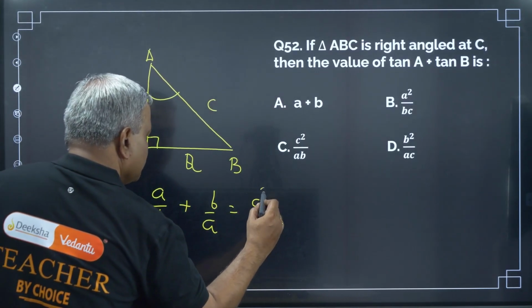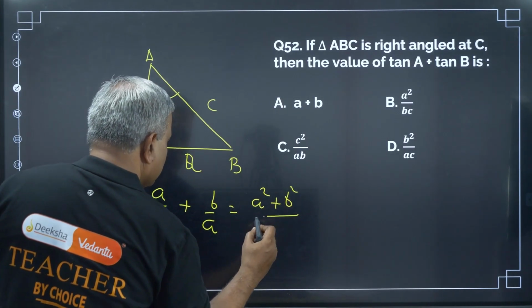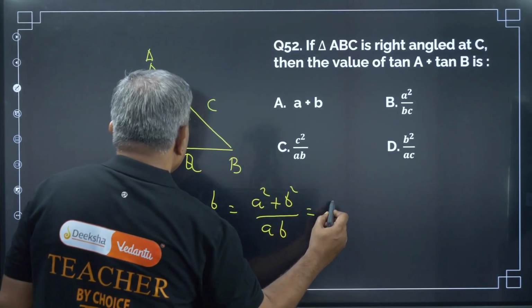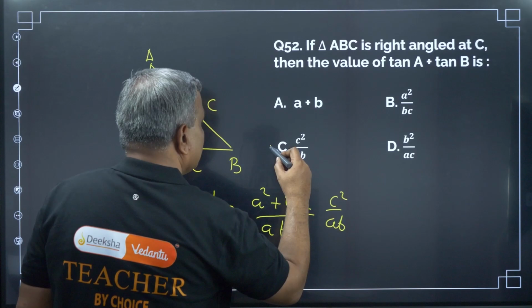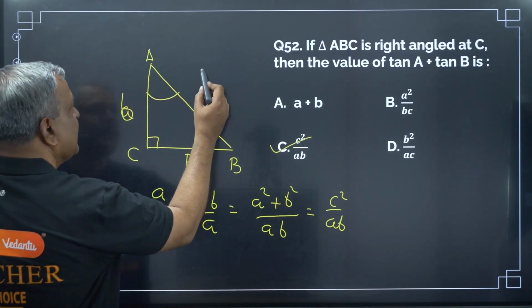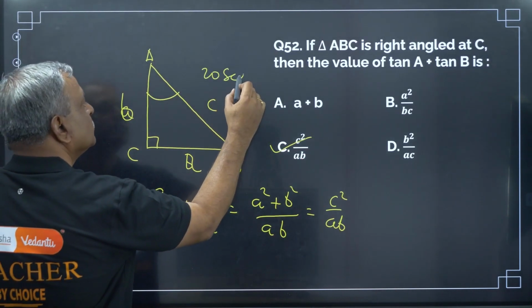So this will give you A square plus B square by AB. Pythagoras theorem, A square plus B square is C square, by AB. C square by AB. Option C is correct. It takes hardly 20 seconds.